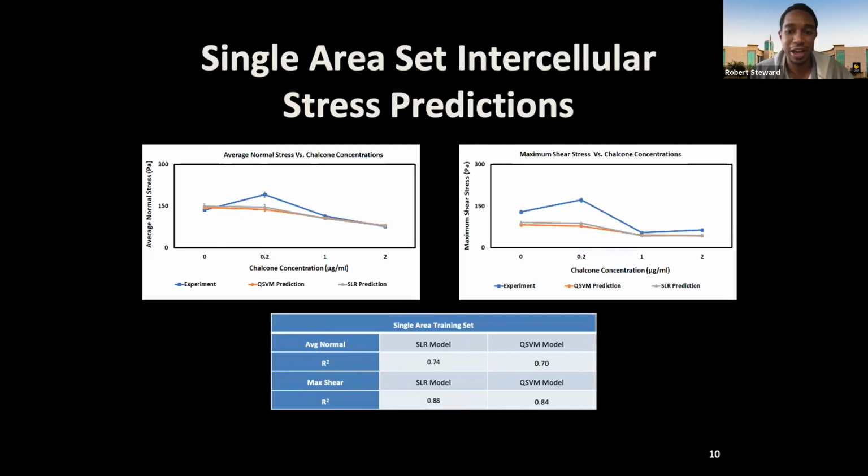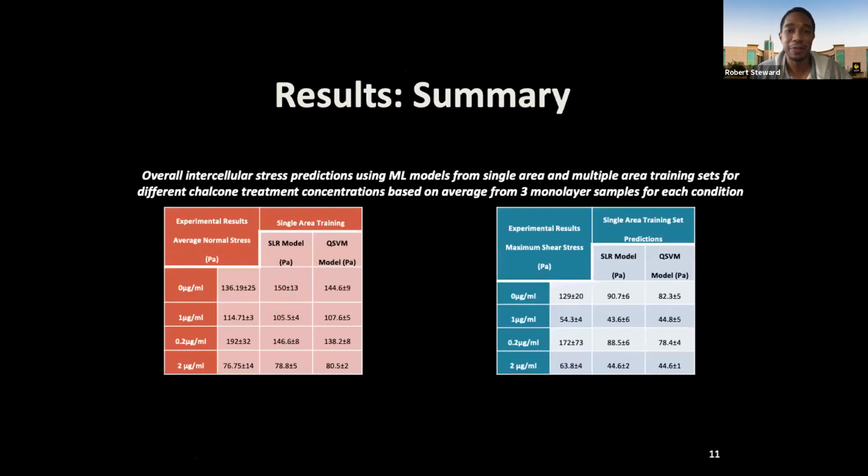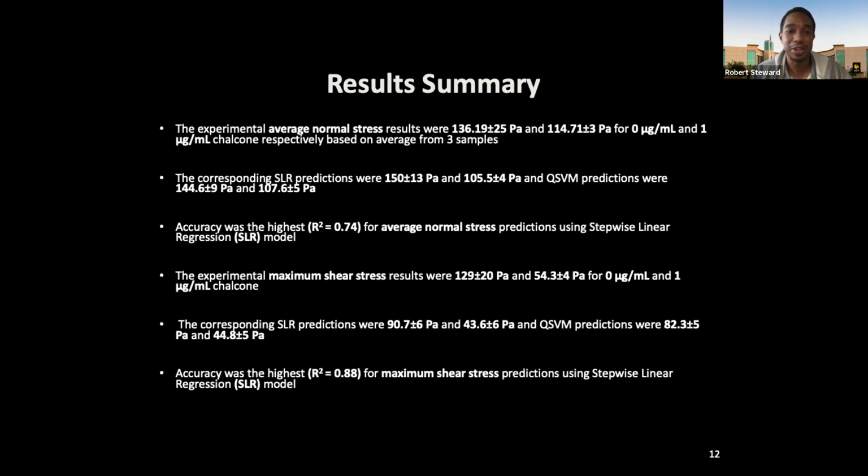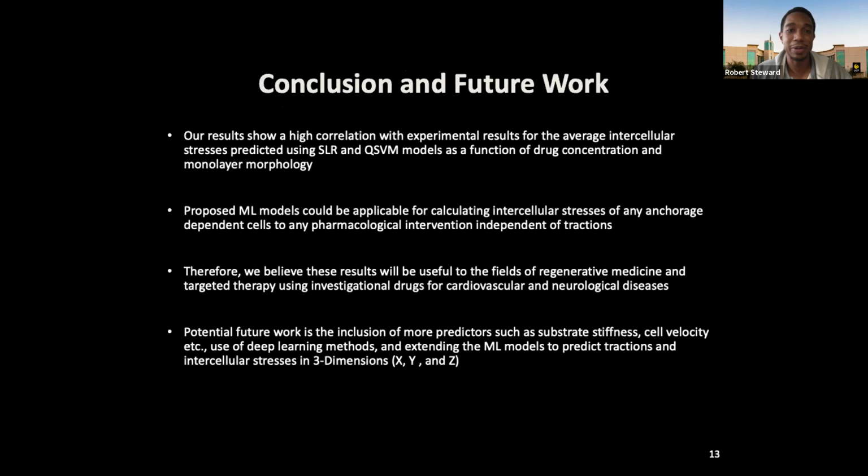And here we just have plots. We have what our R-squared value was. The stepwise linear regression model ended up giving us not the best R-squared, so certainly more work to be done, but better than the support vector model that we used here. Let me skip to the conclusion.